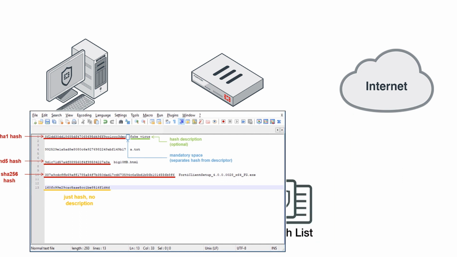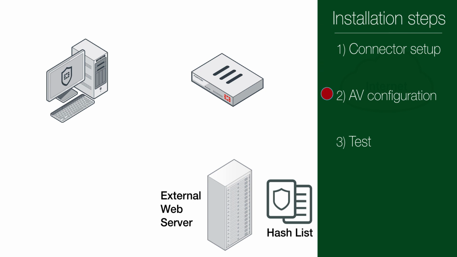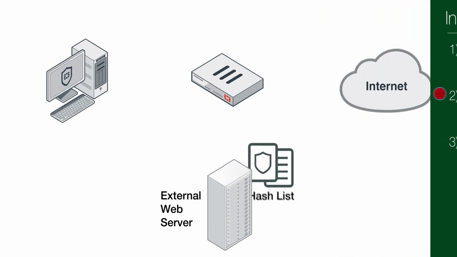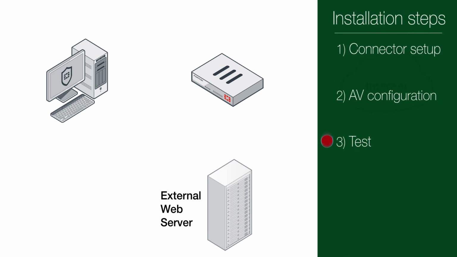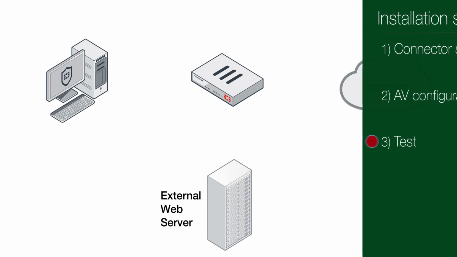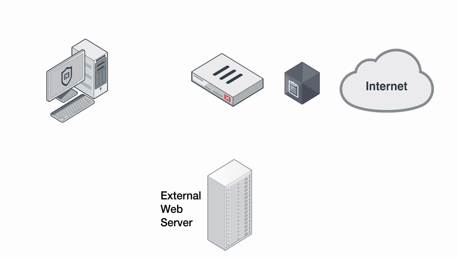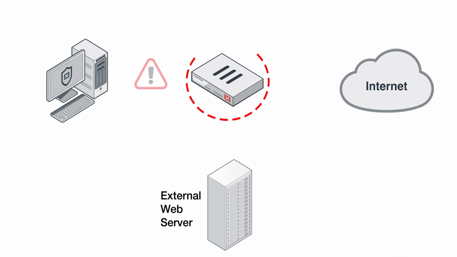hash types are used. The next step is to configure FortiGate to fetch the external hash list from the web server and configure the AV profile to use the external hash list. After the FortiGate is configured, we will attempt to download the test file from the internet. Because the test file's hash matches the entry on the external hash list, the test file will be blocked.